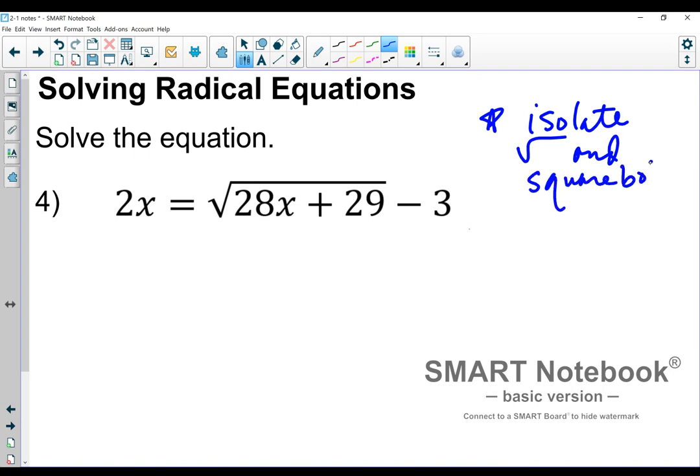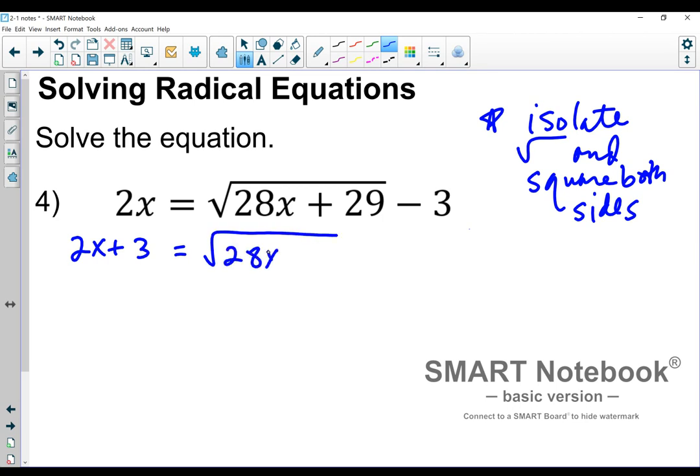So to isolate, I'm going to have to add 3 on both sides. So 2x plus 3 is going to equal the square root of 28x plus 29. So let's go ahead and square both sides. I'm going to write it in this way so you can really see it was that next step.